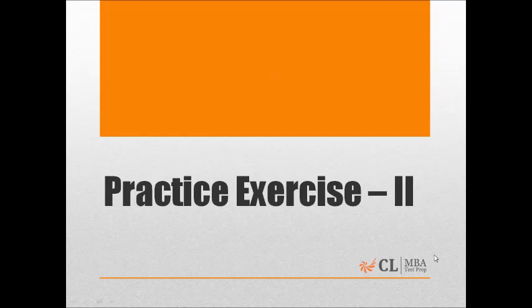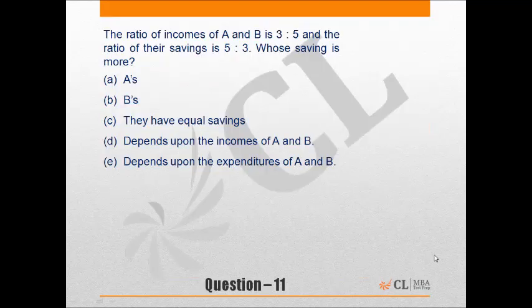Okay, let's do practice exercise 2. Question number 11. A very simple question, but somehow people tend to get this question wrong. So I thought let me pick this question up also. Ratio of incomes of A and B is 3 is to 5, and the ratio of savings is 5 is to 3 of A and B.